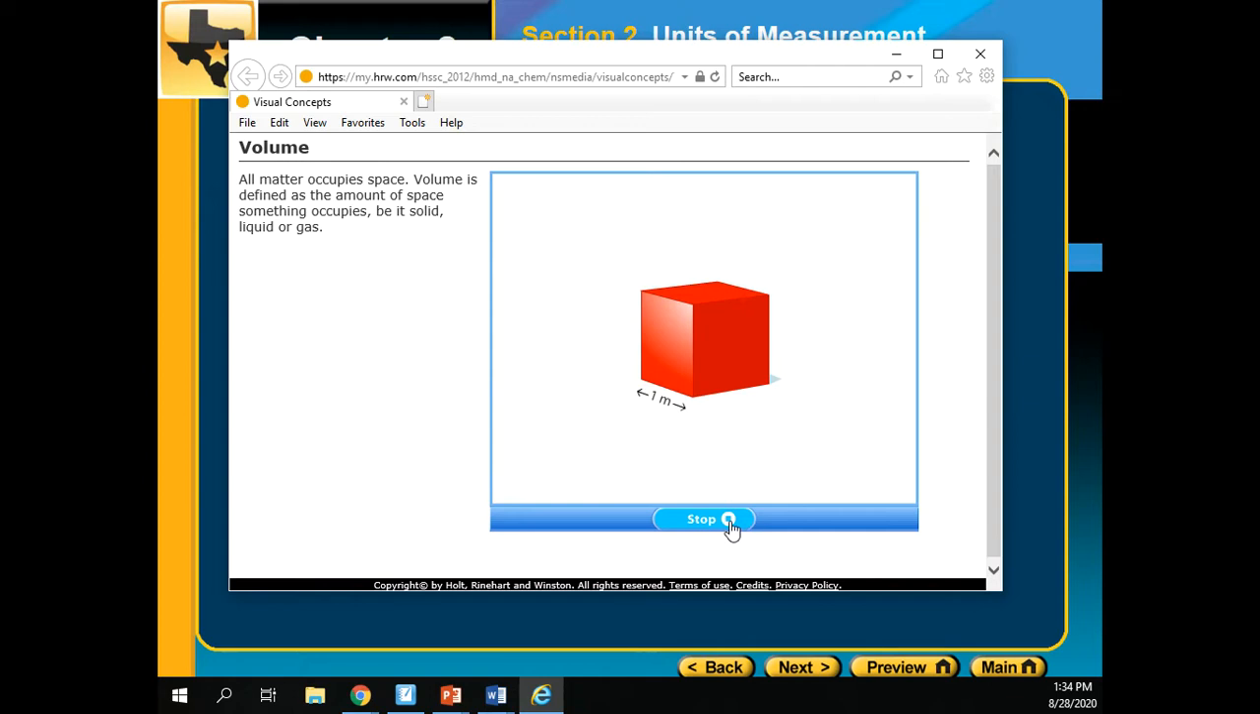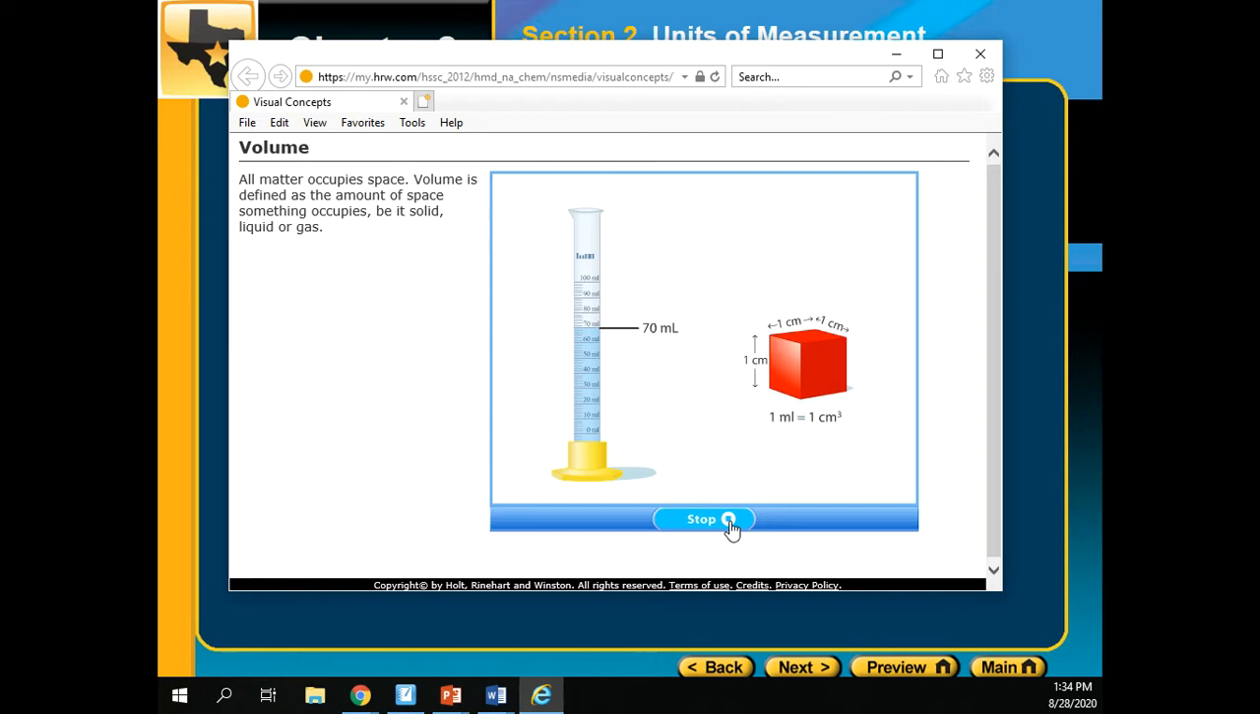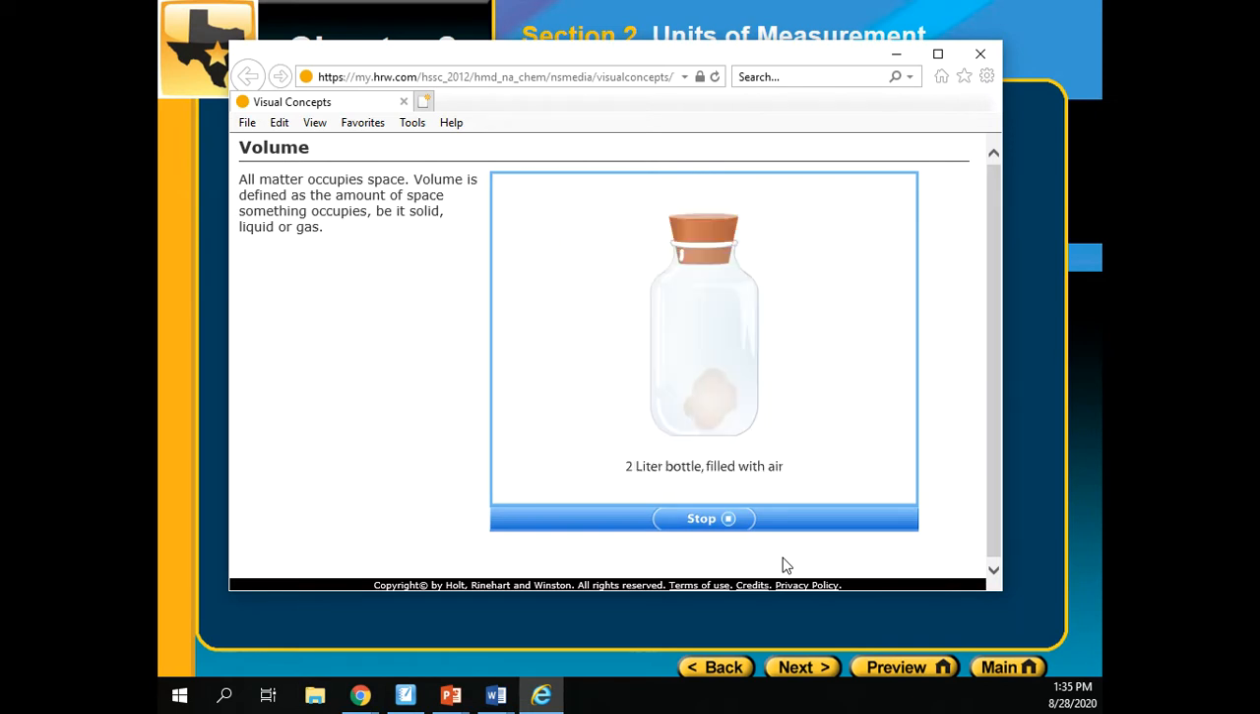Volume is defined as the amount of space occupied by an object. The volume of a solid, like this cube, may be measured in cubic meters or cubic centimeters. The volume of a liquid is often measured in liters or milliliters. 1 milliliter is equal to 1 cubic centimeter. The volumes of irregularly shaped solids can be measured by the amount of liquid they displace. For example, this rock's volume can be measured by dropping it into the graduated cylinder and reading the new liquid level. The volume of a gas can be measured by measuring the volume of the container it is in, because a gas will expand to fill its container.